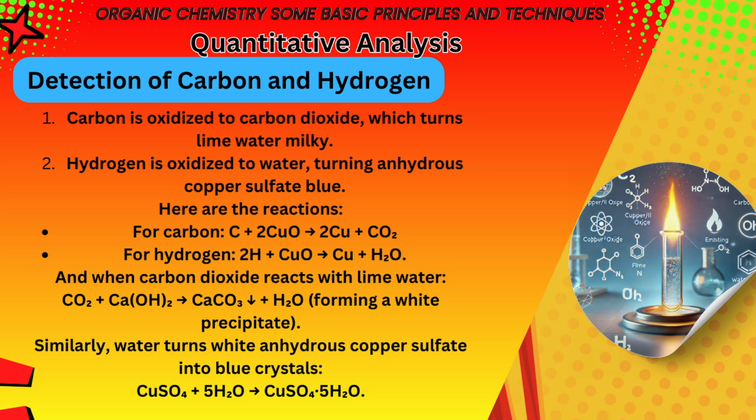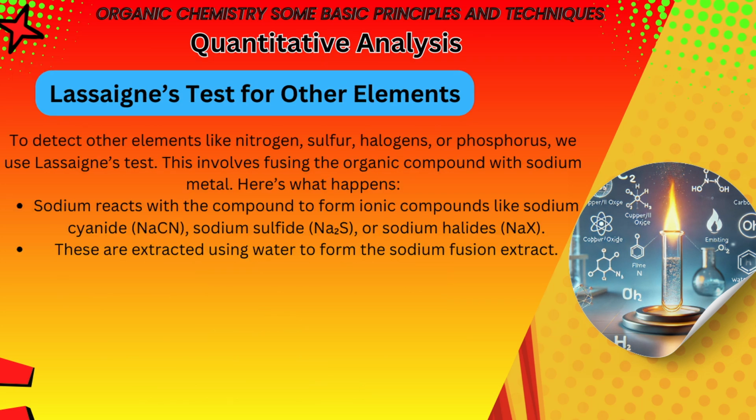Here's what happens. Carbon is oxidized to carbon dioxide, which turns lime water milky. Hydrogen is oxidized to water, turning anhydrous copper sulfate blue. To detect other elements like nitrogen, sulfur, halogens or phosphorus, we use Lassaigne's test. This involves fusing the organic compound with sodium metal.